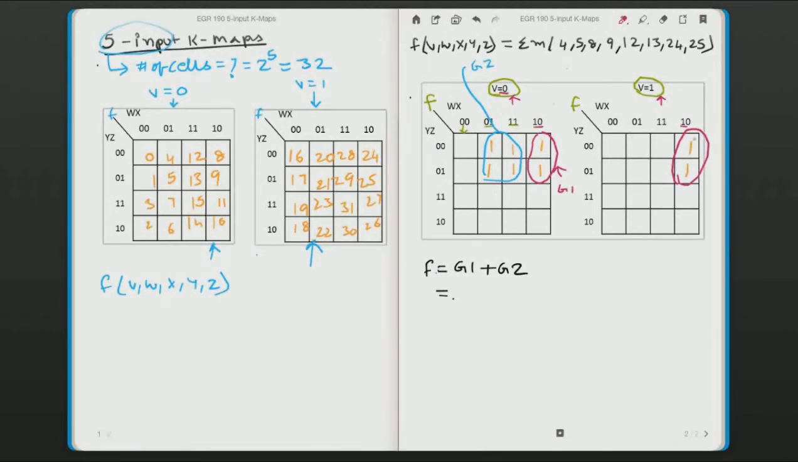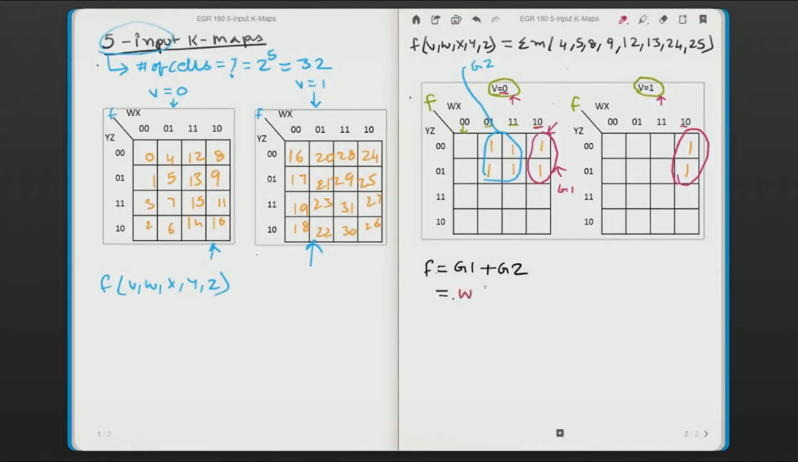In these two cells on the right, my V is 1. So V is the same or different? It is different, so ignore V. Now, come to the K-map 1 again. My W is 1 in the first K-map. W is 1 in the second K-map. So it is the same.